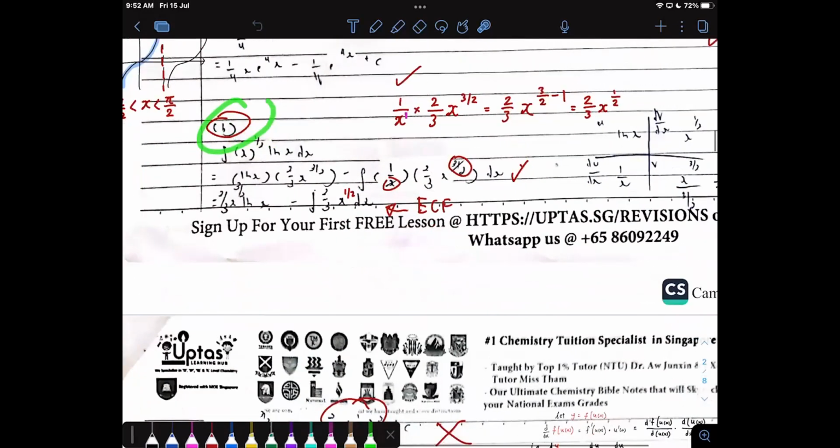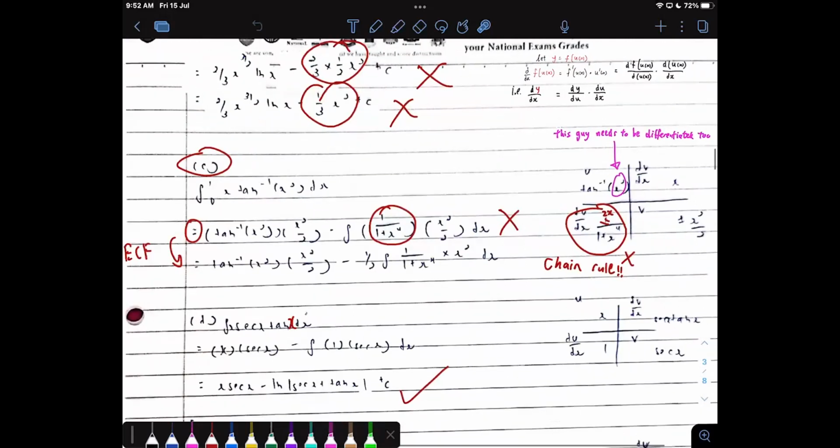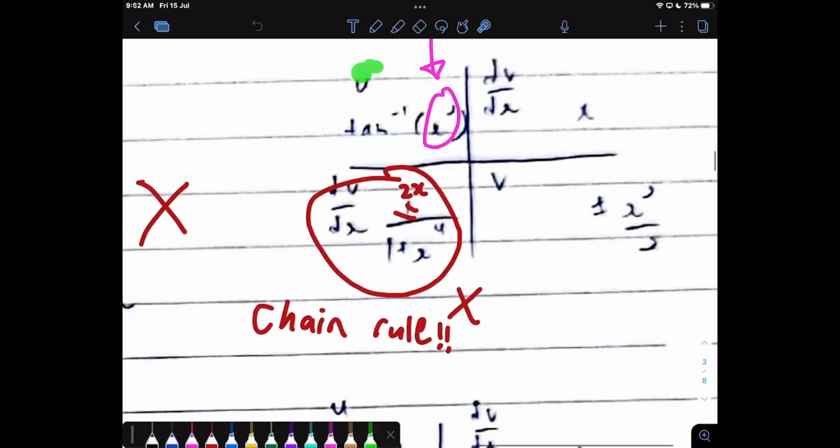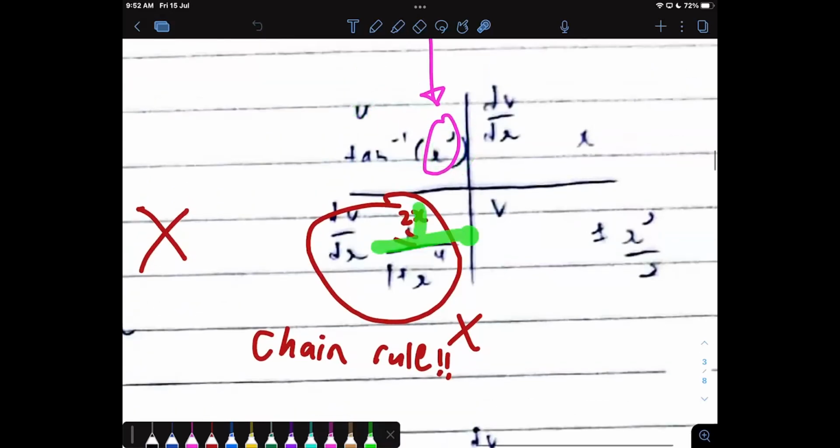Then part C. Wow, what happened here? Oh, you forgot. When you pick u to be tangent inverse x square, right? When you differentiate tangent inverse, you get 1 over 1 plus whatever square. Good, you managed to do that. X square is x power 4. But here, x square itself is a function. So it's a composite function. So you need to use chain rule.